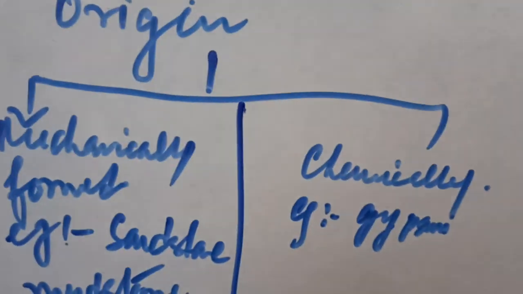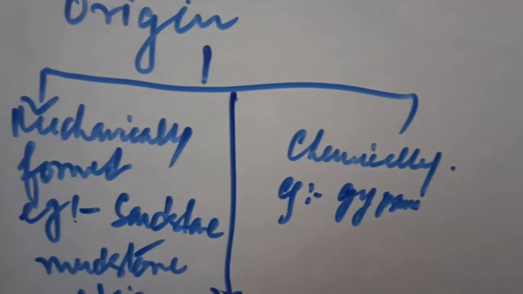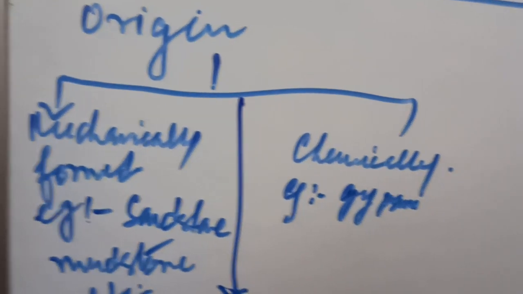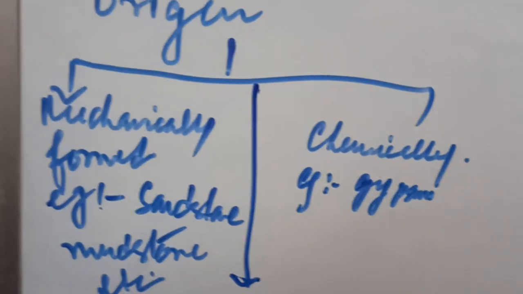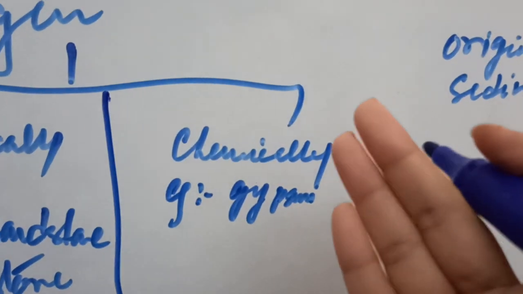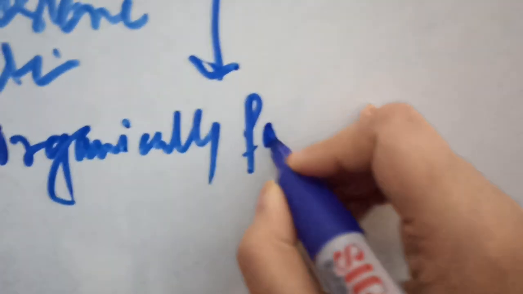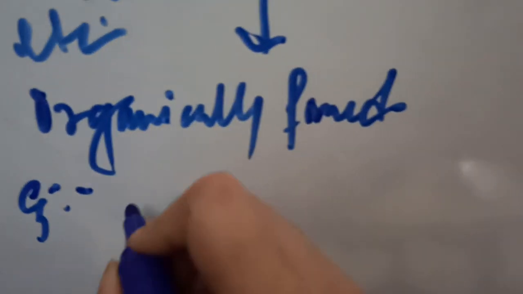These mechanically formed sedimentary rocks are formed due to the compaction and hardening of the silts and the sediments. Examples of this are sandstone, mudstone. Then we have the chemically formed sedimentary rocks. Example of it is gypsum. The third one that we have is the organically formed sedimentary rocks. Example of it is coal.